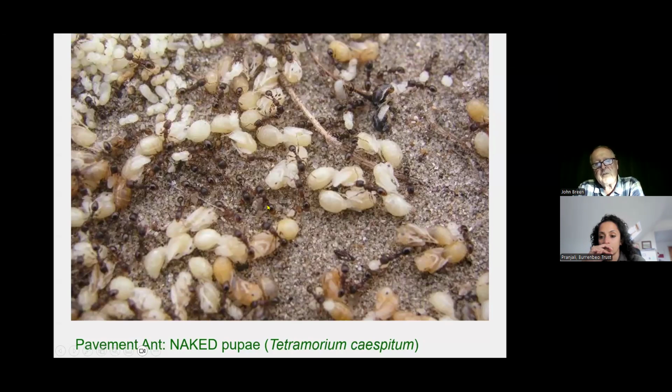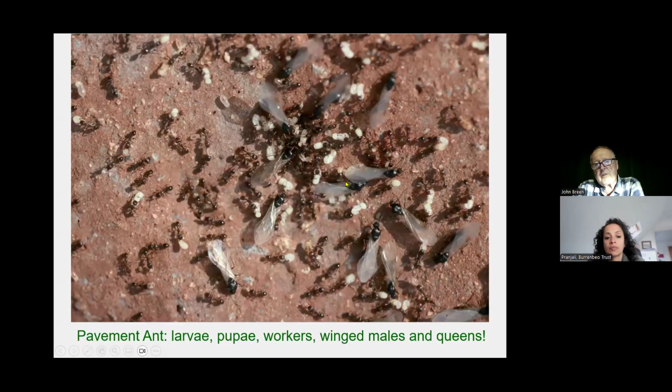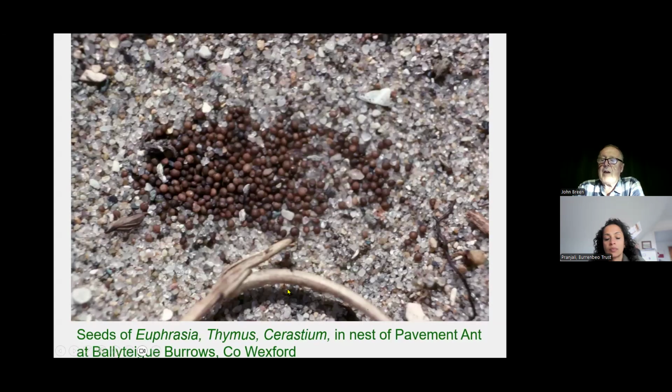So they're myrmecine ants, they're blackish in color, they're small. And these are with the sexuals. The smaller ones are worker larvae, worker pupae and larvae. And they gather these seeds. These have been identified as Euphrasia, which is eyebright, wild thyme, and Cerastium. I'd have to start thinking of the English name for that. So these are the seeds that they're collecting.